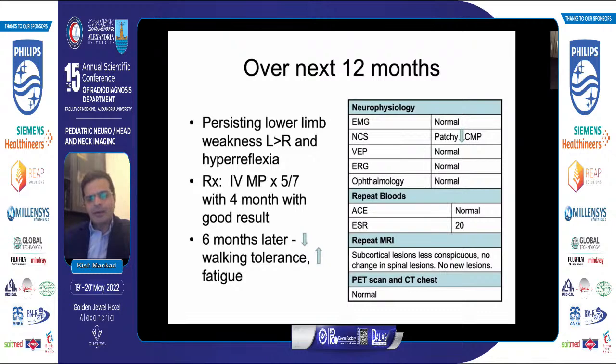The child in the background continued to deteriorate. Their walking tolerance is going down. Their fatigue is going up. They've had many doses of steroids, and people are struggling to figure out what's going on.